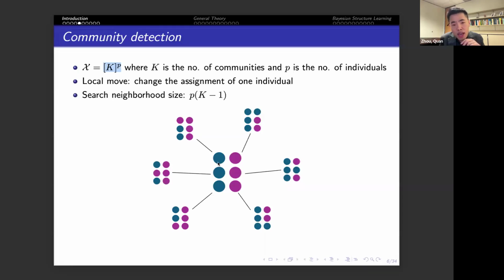But then when we think about how we do this MCMC algorithm for this problem, usually in every iteration, we only consider, say, changing the assignment of one individual. For example, here, let's say that we have 2 clusters, the blue cluster and the purple cluster. And now if we change, say, the assignment of this individual, then I get this new community assignment. So in this case, the search neighborhood size is, again, just polynomial in p.